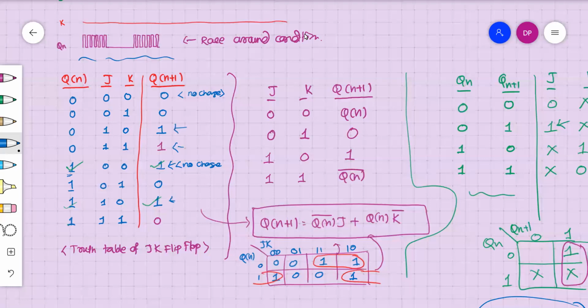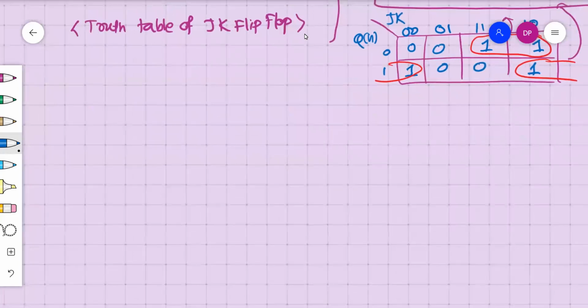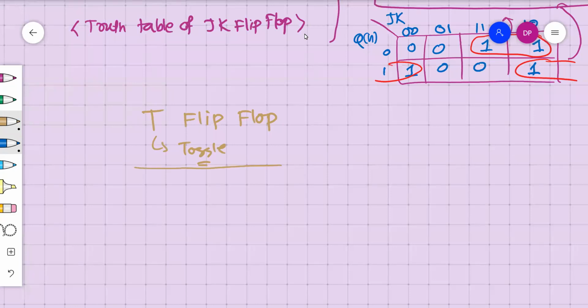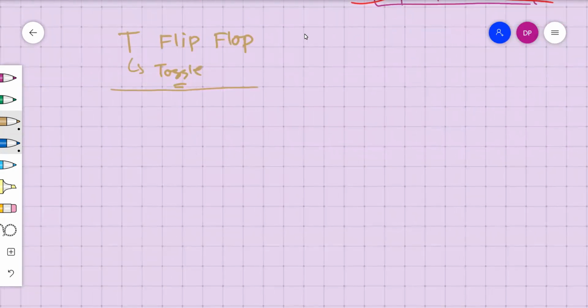In order to solve this race around condition, we have another type of flip flop called the T flip flop. T stands for toggle. Here, the output keeps on toggling from 0 1 1 0 0 1 0 1 0 1 like that. Because of this, it never stops. Toggle means deliberately, either it will go to this state or that state, which can be stopped. But race around condition cannot be stopped.